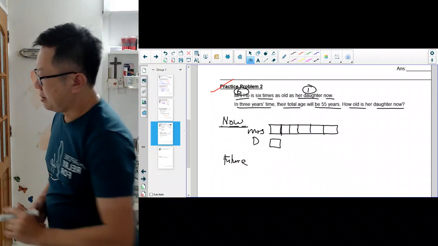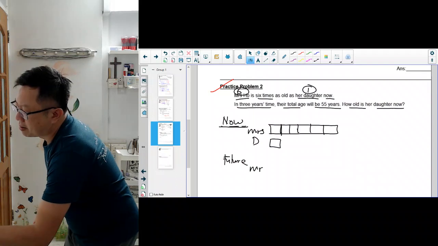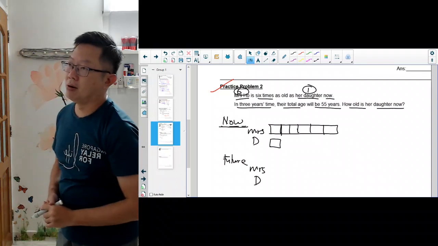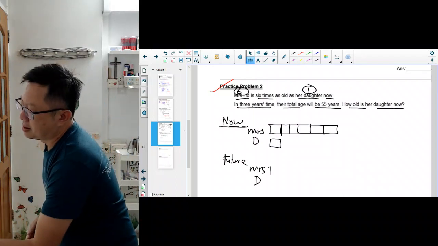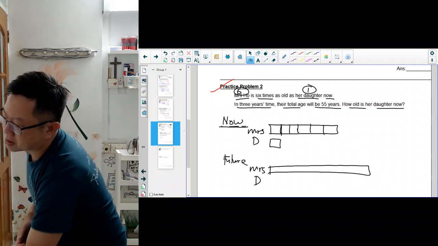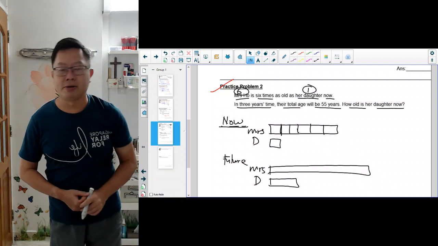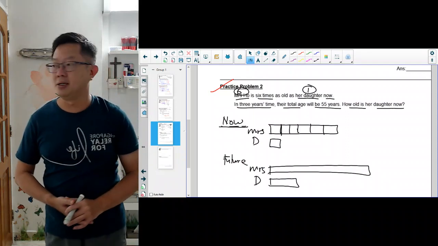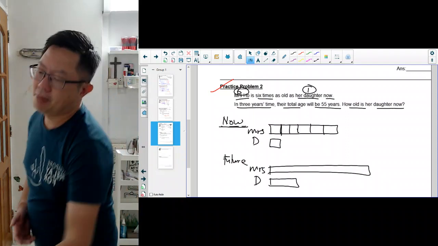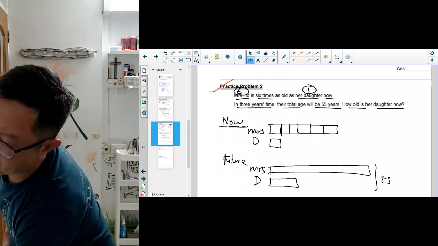In 3 years' time, how old will they be? Right, in 3 years' time, their rectangle will become longer already. So I'm going to draw a longer rectangle for Mrs. Ho, and of course the daughter's age will also be bigger. Right, the rectangle will also be longer for the daughter's age. And in 3 years' time, their total age will be 55 years.